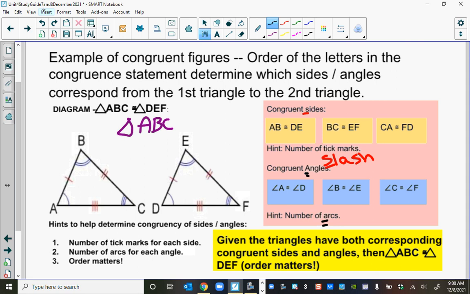Again, sides, slashes, and then because here we see it perfectly, AB one slash, BC, EF two, and then three for the other. And with the arcs, real quick, A and D have a single arc. B and E have a double arc. And then C and F, triple.